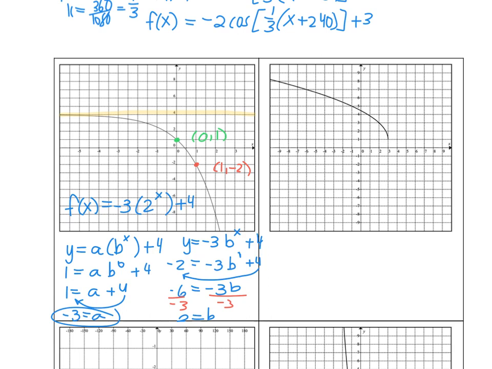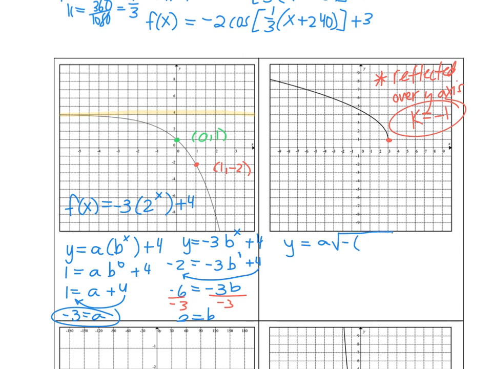Now, notice here that the square root has been reflected over the y-axis. This you cannot find in your a value. So here, k has to be negative 1. There's no other way to get the square root to go towards the left. So my key point is 3, 1. I don't know a.